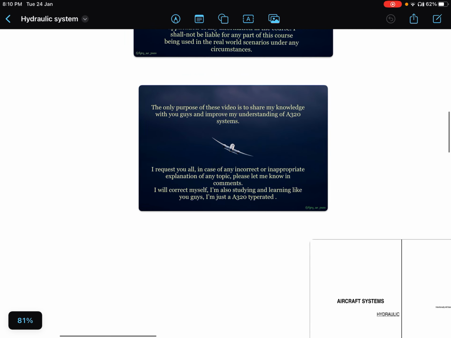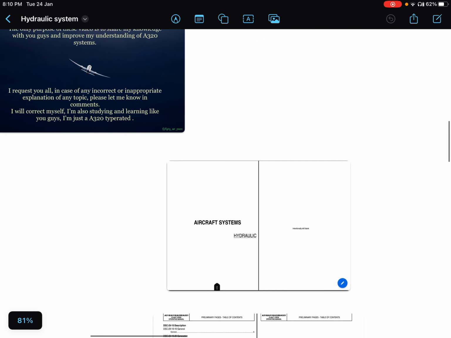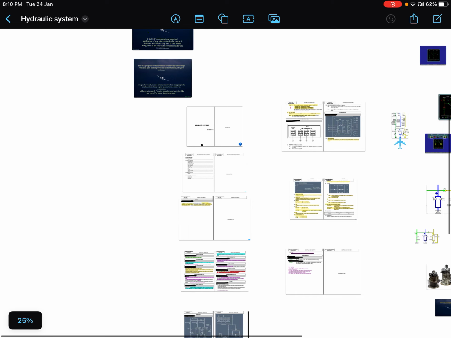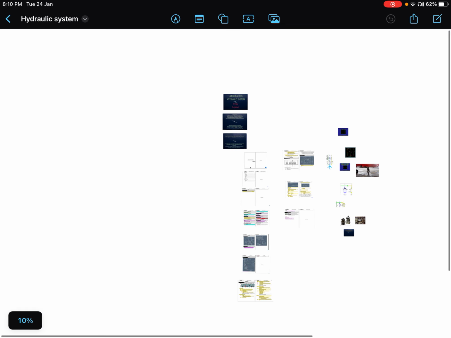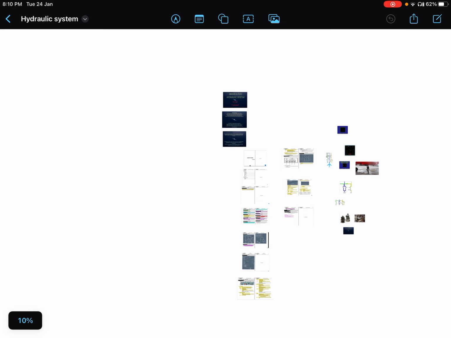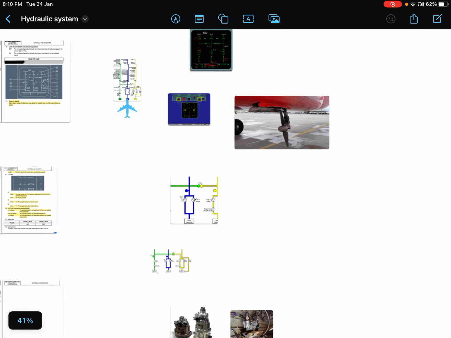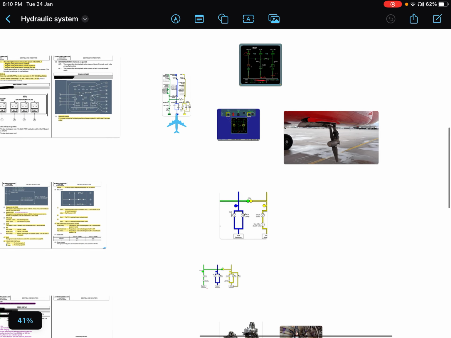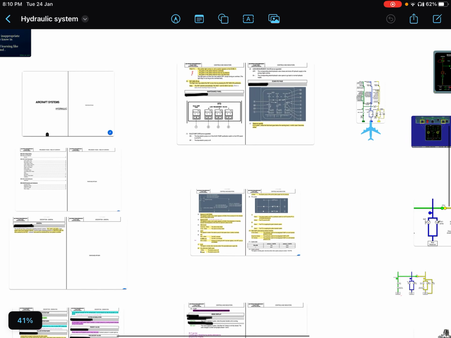So let's start. Hydraulic system from FCOM. I have taken screenshots of the hydraulic system from the FCOM. There are hardly 8 or 9 slides, and I have taken a few photos from Google just to make it easy for you, right?